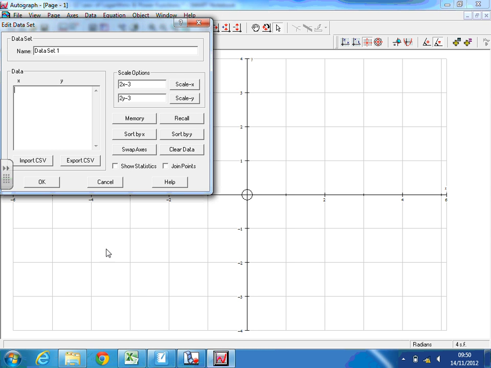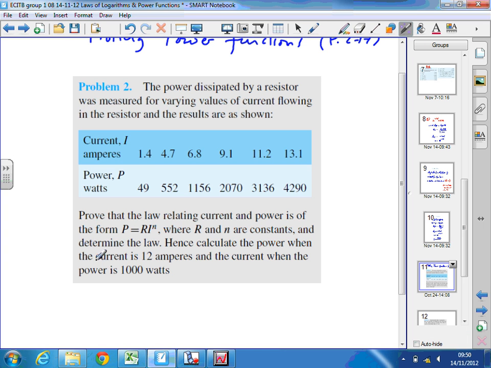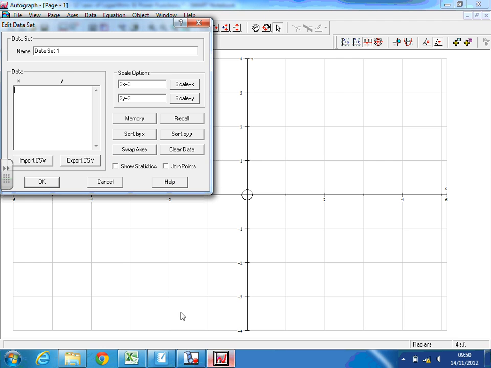In the first case I'm going to put current along the x-axis and power on the y-axis. So x is 1.4 and y is 49. So x equals 1.4. Hit return and it goes to the next data point. Power is 49. Hit return, it goes to the next data point, and so on, and put the values in. And then it will plot these values for you on Autograph.